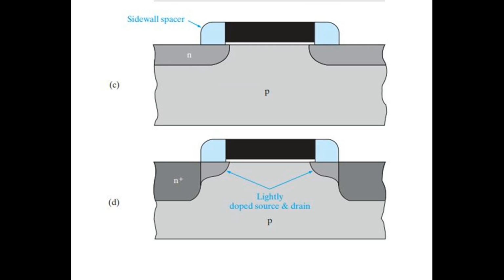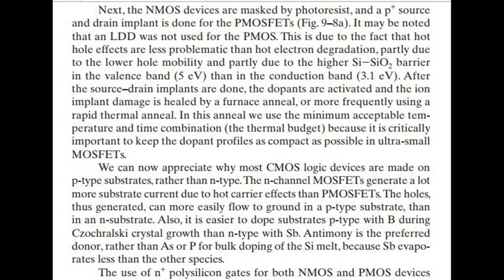Next, the NMOS devices are masked by photoresist, and a P+ source and drain implant is done for the PMOS FETs, Fig 9.8a. It may be noted that a lightly doped drain was not used for the PMOS. This is due to the fact that hot hole effects are less problematic than hot electron degradation, partly due to the lower hole mobility and partly due to the higher silicon-silicon dioxide barrier in the valence band, 5 electron volts, than in the conduction band, 3.1 electron volts.